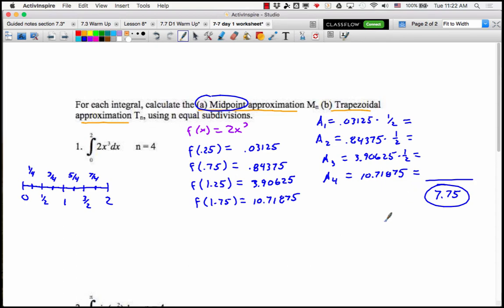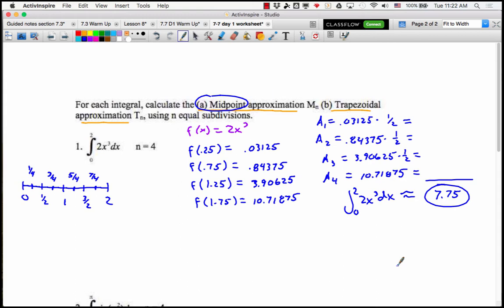This is our approximation. The integral from 0 to 2 of 2x to the third dx is approximately, don't forget it's an approximation, 7.75, based on our midpoint Riemann sum. Midpoint is an approximation. Now we could integrate this and get an exact answer, right?